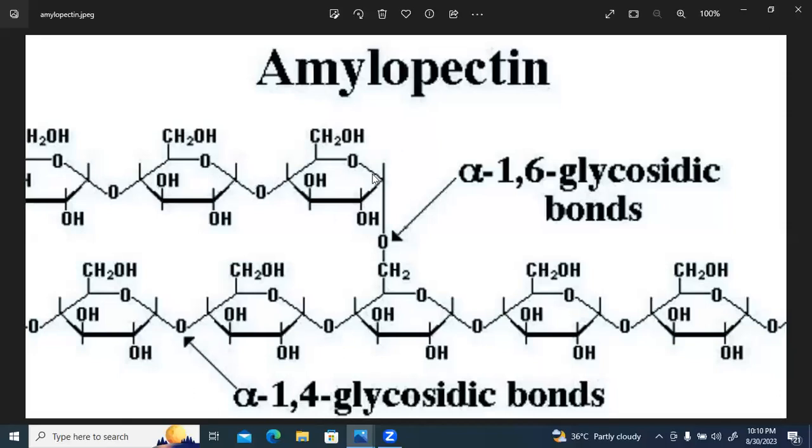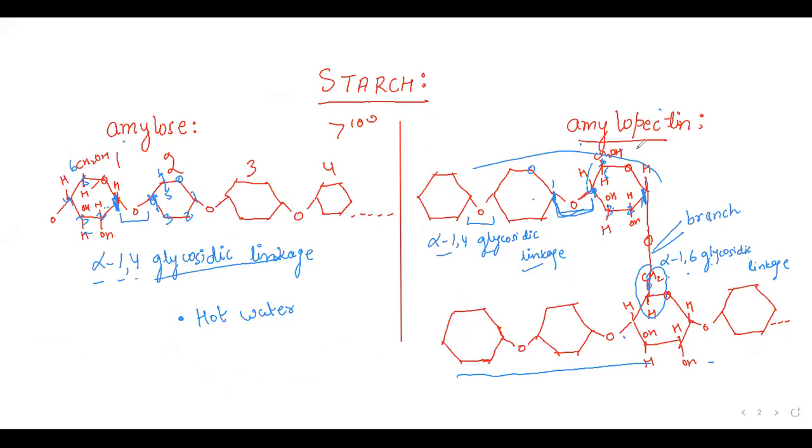Now, additionally, carbon number 1 of one glucose and carbon number 6 of another glucose will also form another bond, which is called an alpha 1,6 glycosidic bond, and this linkage will lead to a very branched structure, due to which amylopectin is also called a complex carbohydrate, which is very difficult to break down. So I hope this is clear to everyone. Now, coming back to the properties of amylopectin, it is totally insoluble in water.